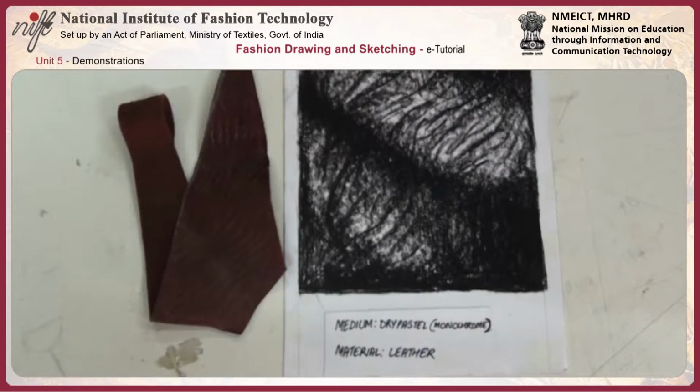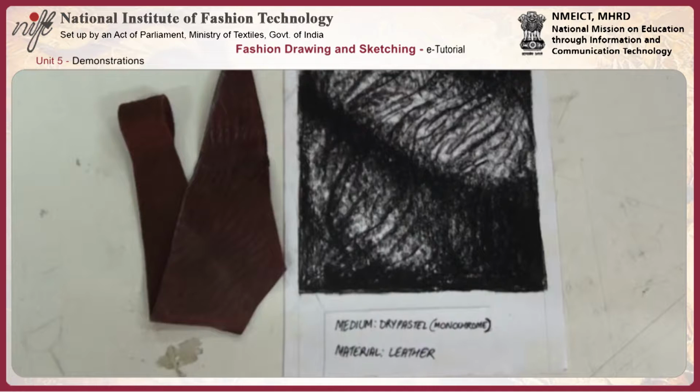Here you can see a rendering of a leather piece using black dry pastel. If you watch carefully, you can see that the rendering has huge highlighted areas as well as dark areas where there is no reflection of light. The lines seen actually resemble the kind of textures seen on the leather piece.